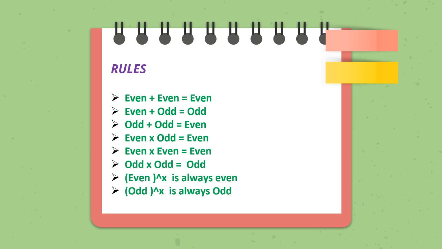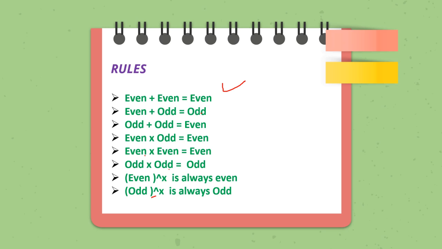Always remember: even number plus even number gives you even number. Even number plus odd number gives you odd number. Odd plus odd gives you even number. Even into odd gives you even number. Even into even gives you even number. Odd into odd gives you odd number. Even number power x is always even. Odd number power x is always odd, x being any value.